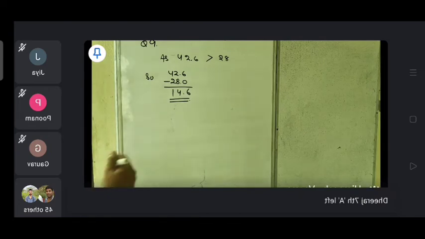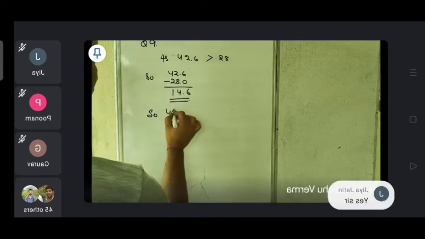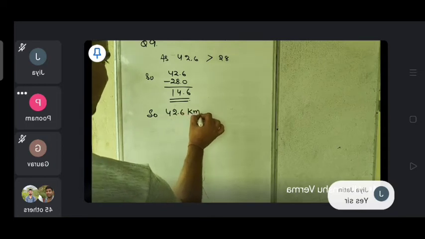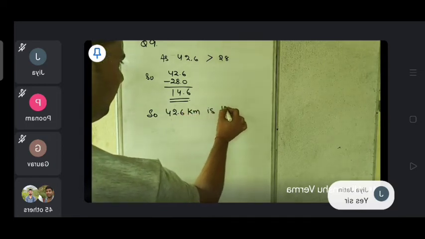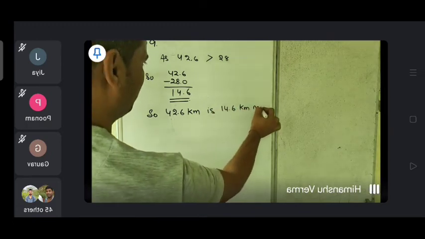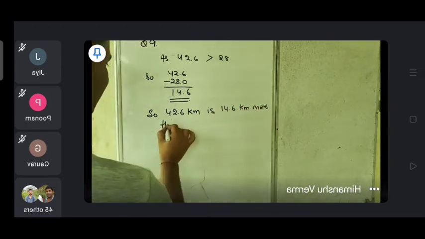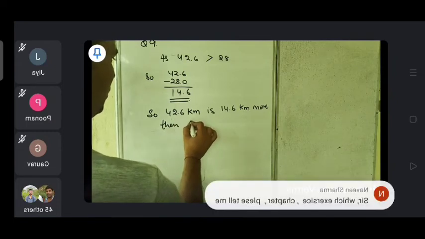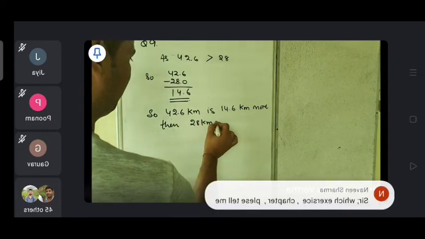So we can say 42.6 kilometer is 14.6 kilometer more than 28 kilometer. Just I am revising again.